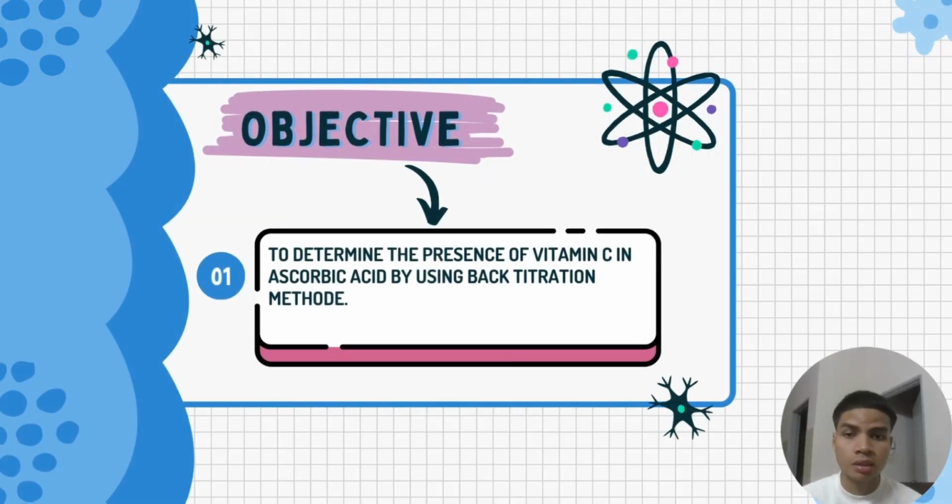Now we're going to see the objective of our experiment, which is to determine the presence of vitamin C in ascorbic acid by using the back titration method. From this experiment we can determine the specific number, or the specific percent, of vitamin C in the ascorbic acid.